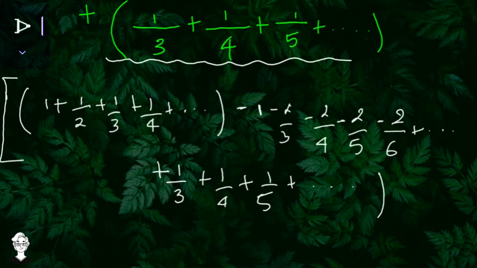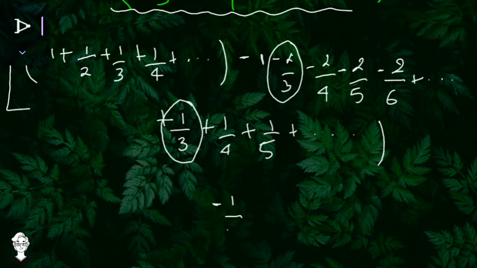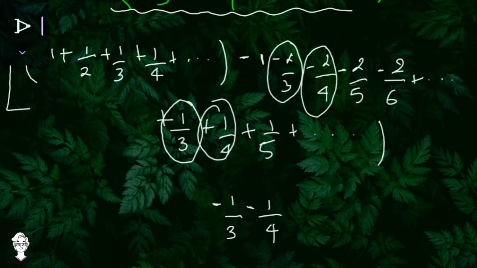Now observe carefully: positive 1 by 3, negative 2 by 3. So it will give me what? Negative 1 by 3 when I simplify them. Negative 2 by 4, positive 2 by 4, so it will give me negative 1 by 4. Positive 1 by 5, negative 2 by 5 will give me negative 1 by 5.